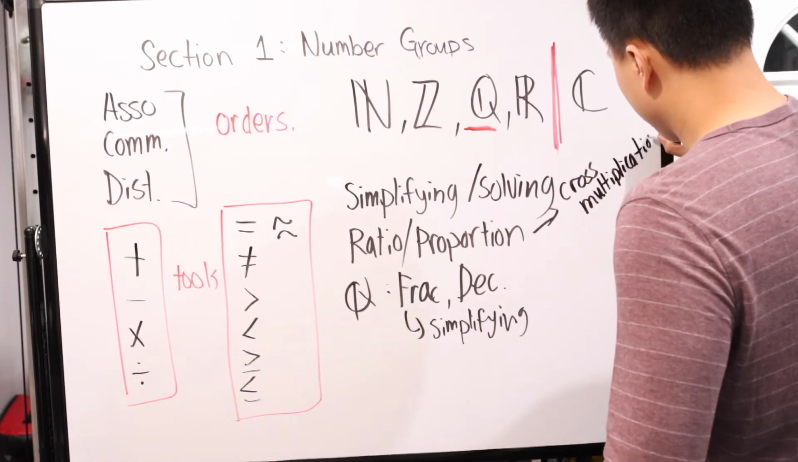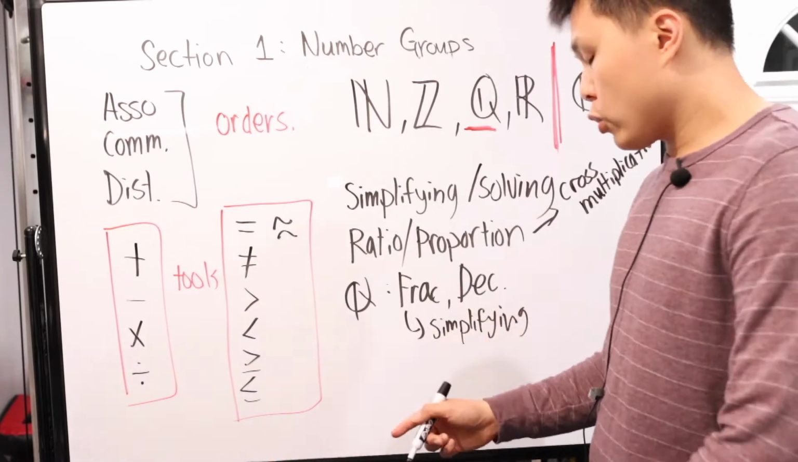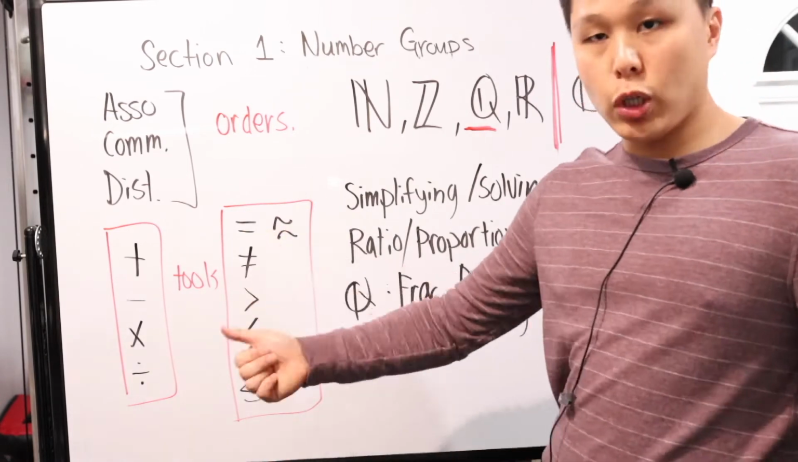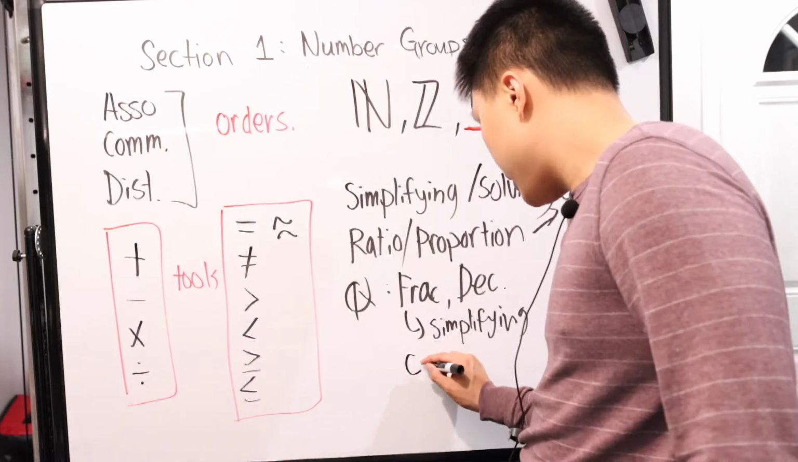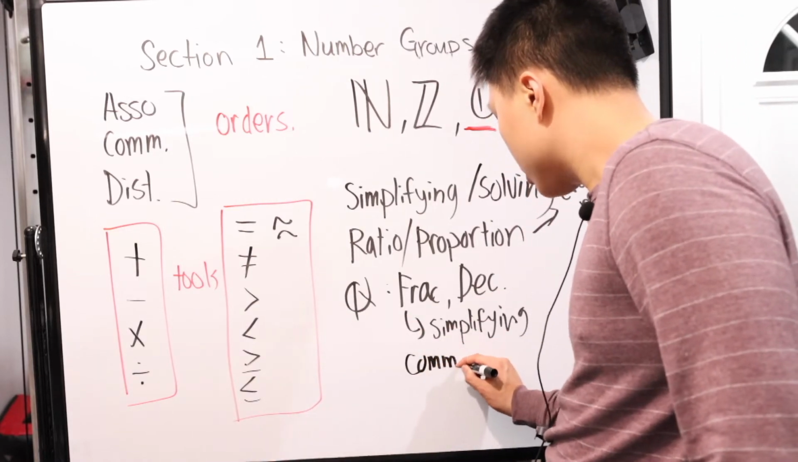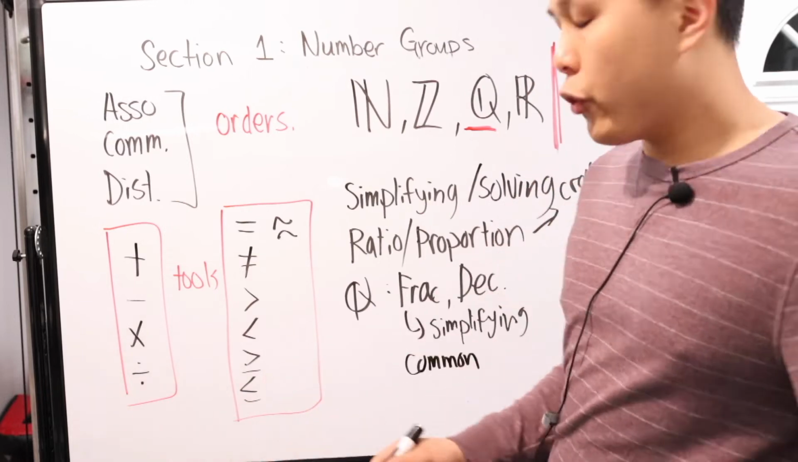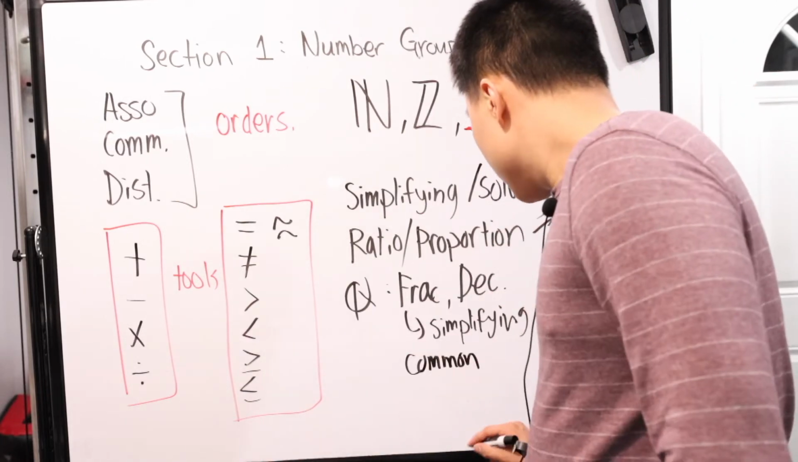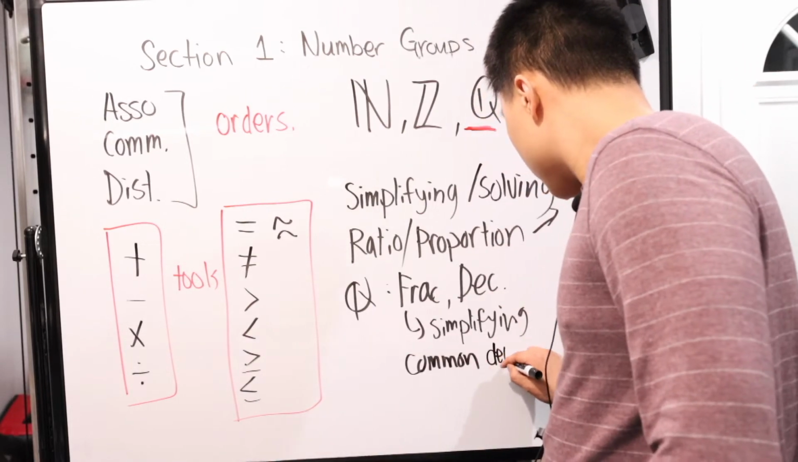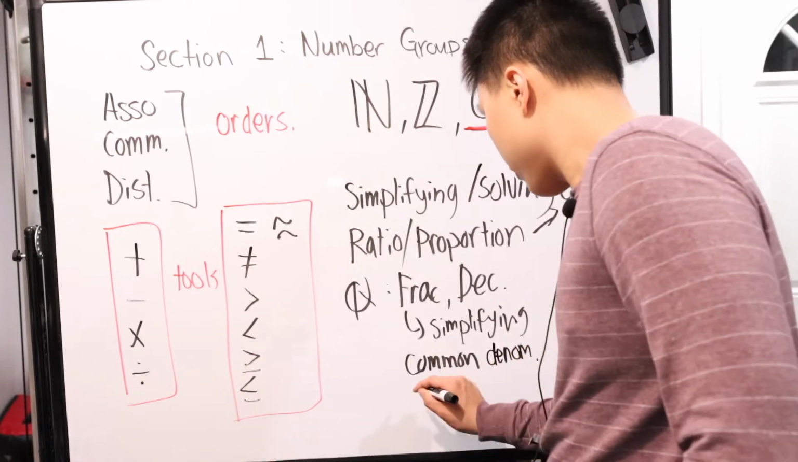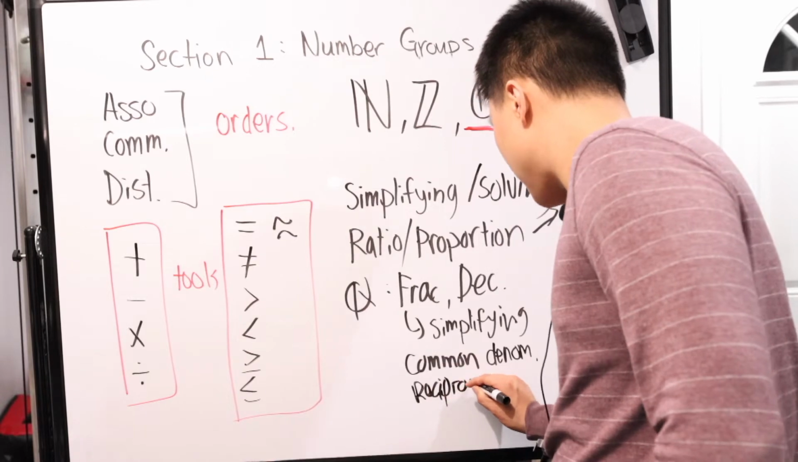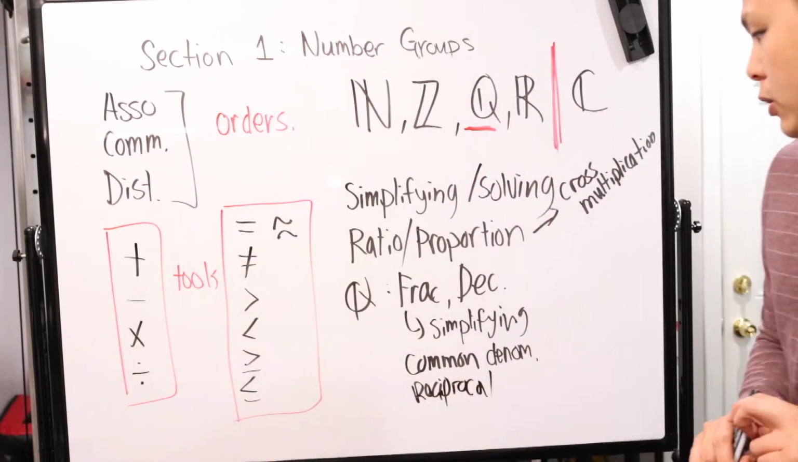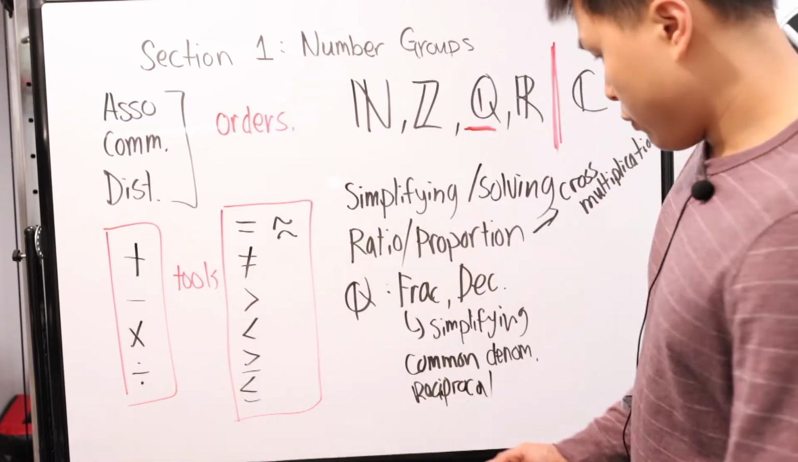You have your simplification, cross multiplication, and of course, working with fractions, you have your adding, subtracting, multiplying, and dividing. That's why you have the idea of common denominators if you're adding and subtracting, or you have your reciprocal, right? If you're dividing and multiplying. So, common denominator, and you have your reciprocal.